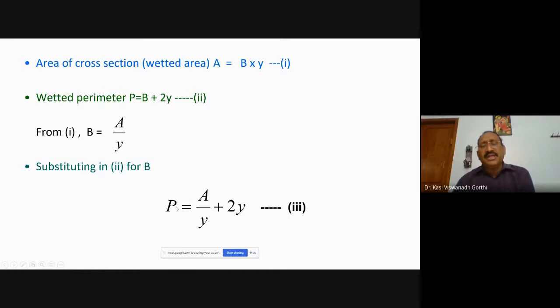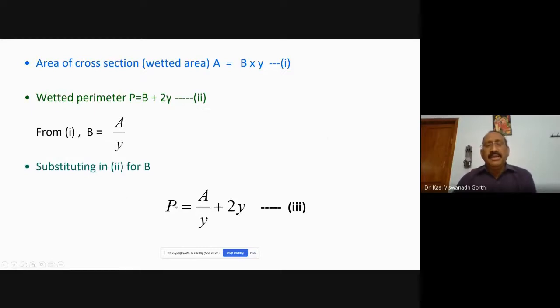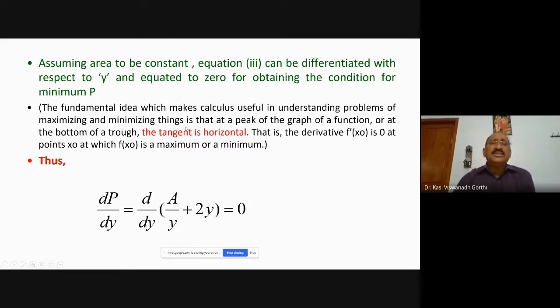And we know the condition for the most economical channel section is that P must be minimum. So assuming area to be constant, equation 3 can be differentiated with respect to Y and equated to 0 for obtaining the condition for minimum P. dP by dy would be equal to 0 when P is minimum, because either at a peak point or at a trough point, when you draw the tangent it becomes horizontal. The tangent becoming horizontal means its derivative would be equal to 0. So dP by dy, differentiating with respect to y, should be equal to 0. Then you will have the minimum.